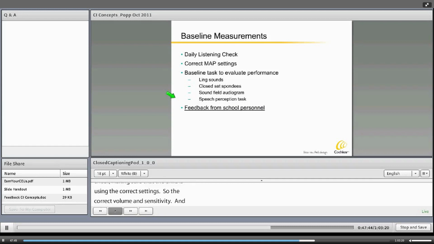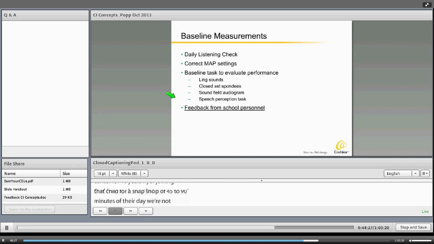So in looking at how you know when it's time for a MAP, we like to talk about baseline measures. So doing some kind of a daily listening check, making sure that the child is using the correct settings, so the correct volume and sensitivity. And also you can use more traditional audiometric tests as well, whether it's using some closed set speech perception tests, open set speech perception tests, or sound field audiograms.